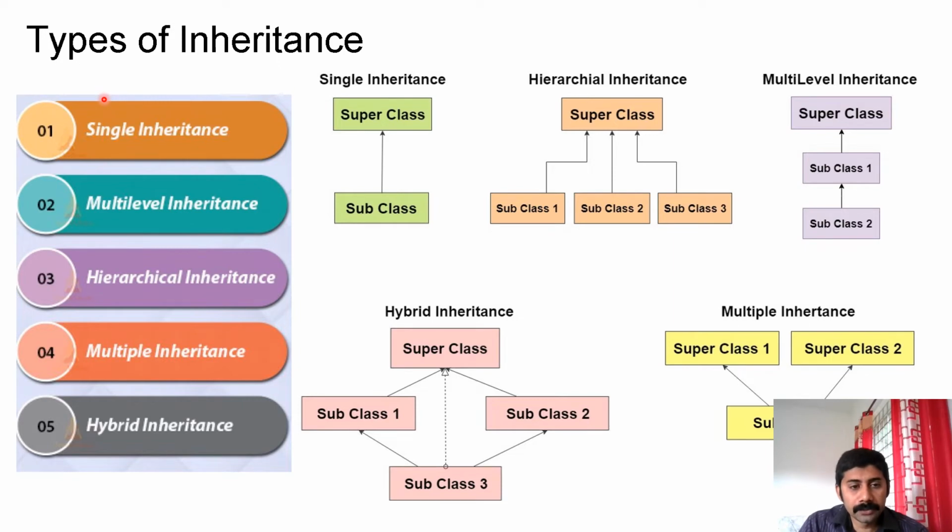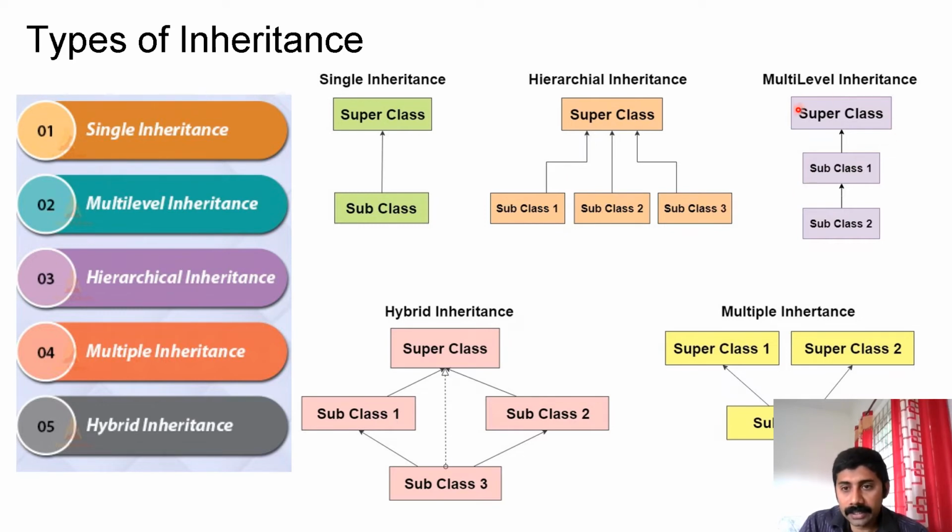There are 5 types of inheritance: single inheritance, multi-level inheritance, hierarchical inheritance, multiple inheritance, and hybrid inheritance. In single inheritance, a subclass is derived from a single superclass. There will be one superclass and one child class. This is single inheritance. In a hierarchical inheritance, from one superclass, there will be multiple derived classes.